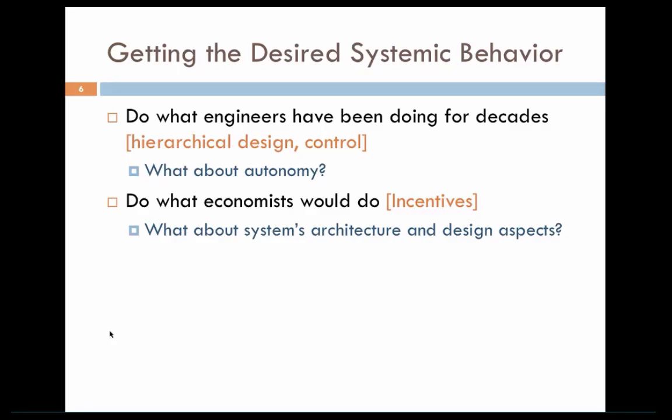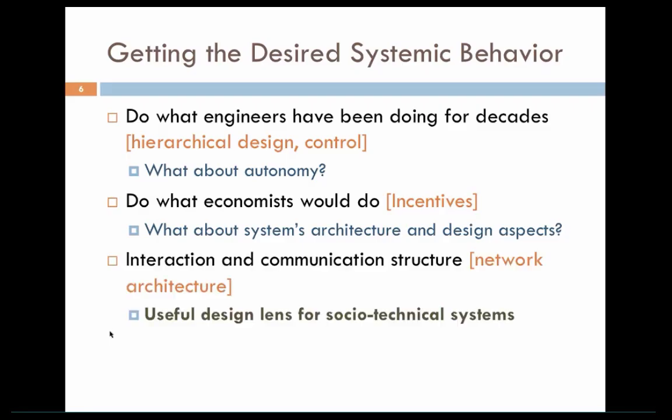But this is not sufficient for socio-technical systems because we deal with certain characteristics and certain design aspects, the architecting of systems, that don't fit in the traditional economics perspective that is all about incentives. So that brings us to the third way, which is looking at the design of interaction and communication structure. And that's where the lens of network architecture comes into play.